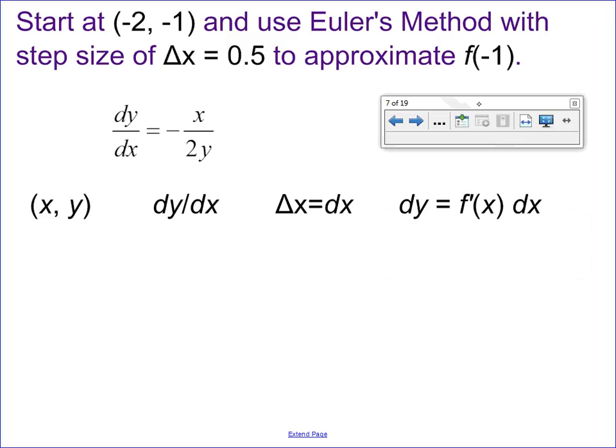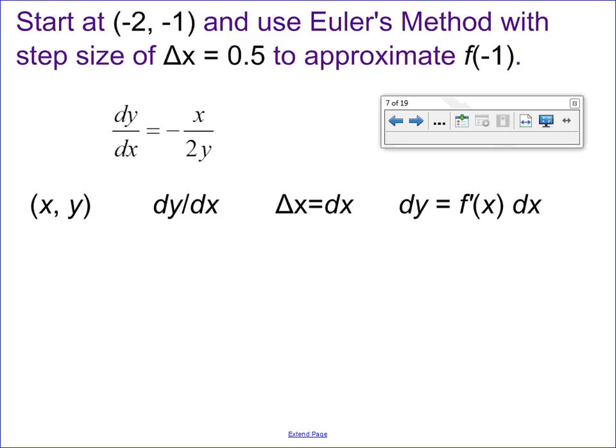So I want everybody to change your point, because I made this before, then I made that. And so everybody add a negative. We're going to start at -2, -1. It's supposed to match the whole time. So we're all doing -2, -1. Does everybody have it? So we're going to start at -2, -1, and we're going to use Euler's method with a step size of delta x 0.5 to approximate f of -1. So we're going to go from x equals -2, where my y value is -1.